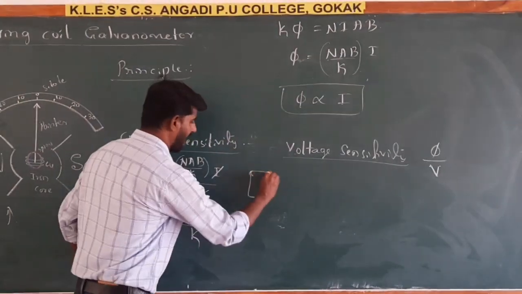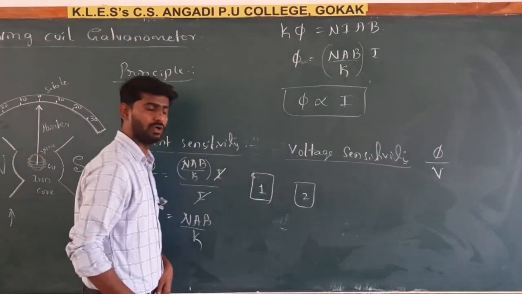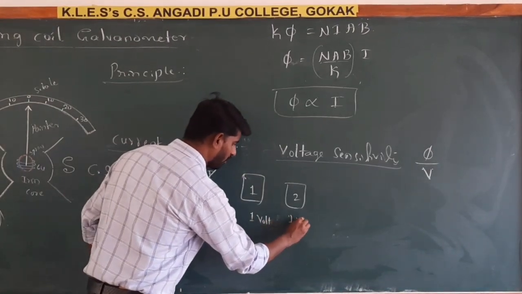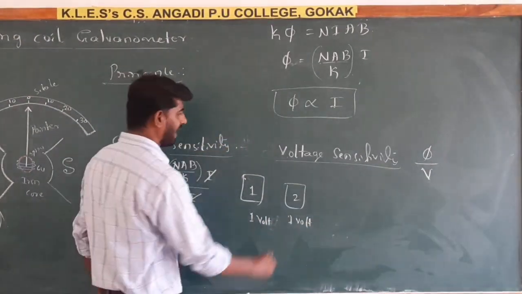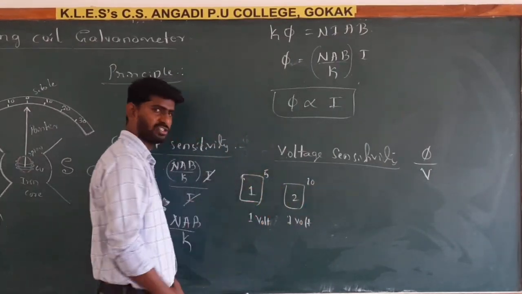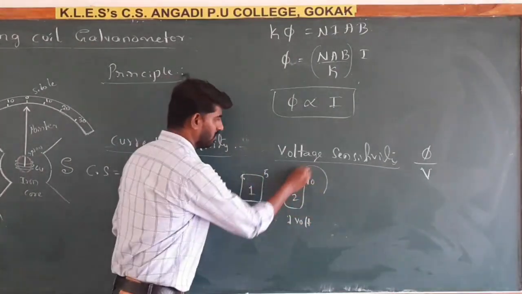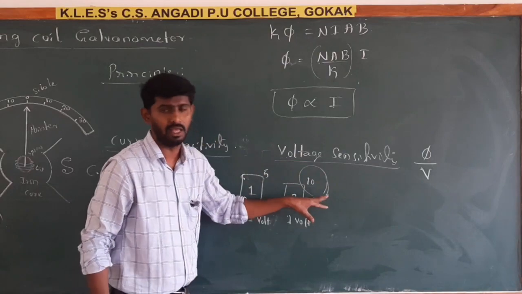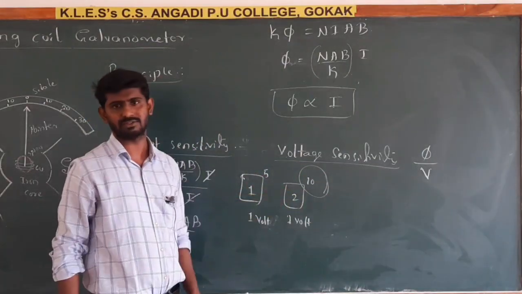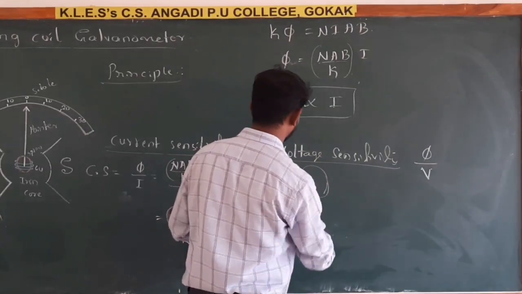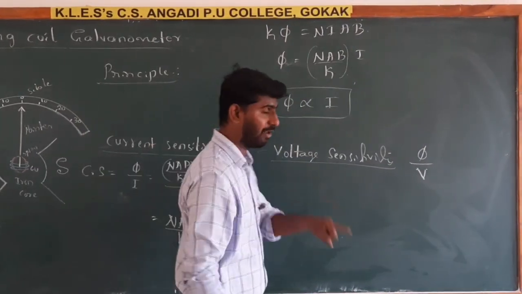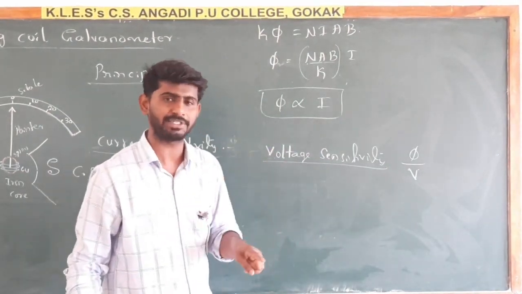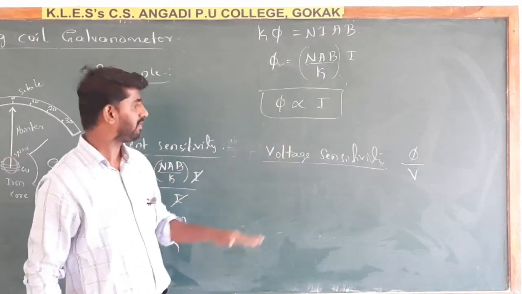For example, the same thing, I am having one galvanometer, I am having another galvanometer. In both cases, I have supplied 1 volt potential difference by using a battery. Here I get 10 deflection, here I get 5 deflection. So which is more sensitive now? This one is more sensitive because in both cases you are supplying the same voltage, that is 1 volt. Here you are getting 10 deflection, but here only 5. Means the second galvanometer is more sensitive. So how to define the voltage sensitivity? The amount of deflection produced in the galvanometer per unit potential difference applied. That is called voltage sensitivity.